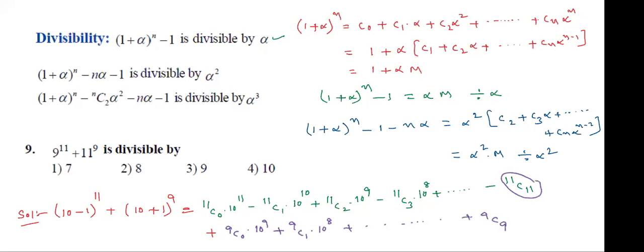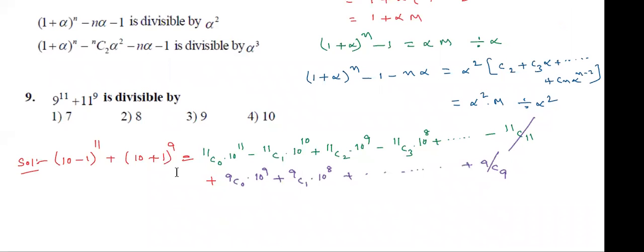Here 11C11 is 1, and 9C9 is also 1. But this is negative and this is positive, so both are going to cancel. Yes or no? Both are going to cancel. In the remaining terms, observe that each and every term has a common factor. What is that? 10 only. 10 into: 11C0 10^10 minus 11C1 into 10^9 plus and so on, plus 11C10. Actually, since we have taken 10 common, that is into 1, no need to write that.